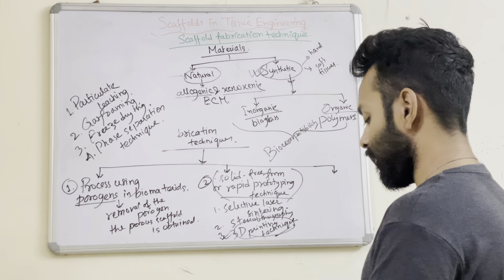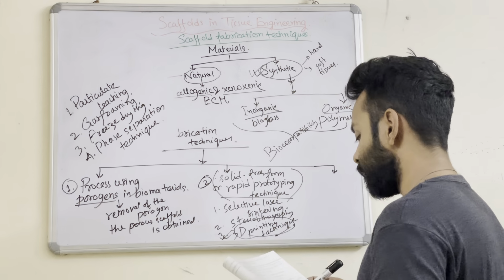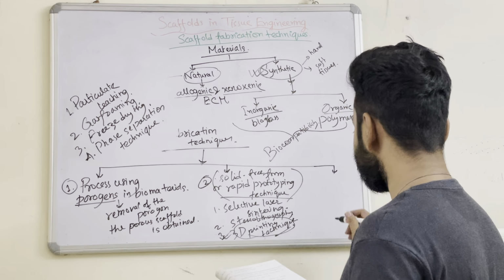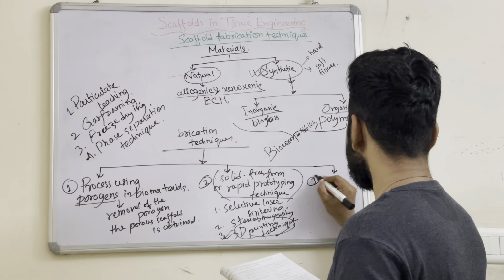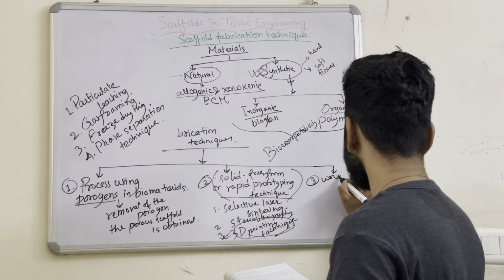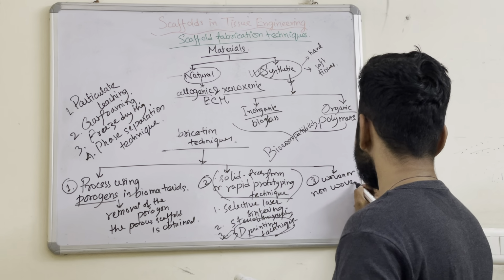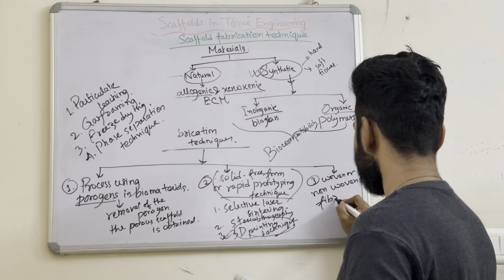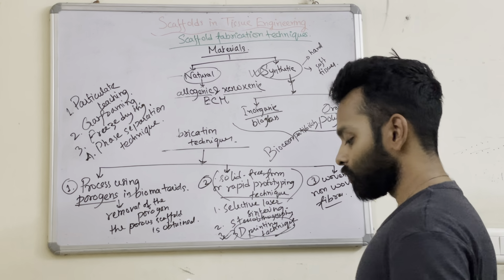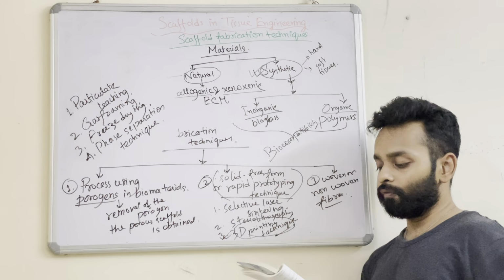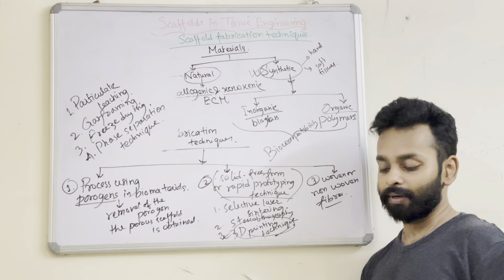So finally, the last fabrication technique, the third one, is which uses woven or non-woven fibers. So herein, woven or non-woven fibers are piled together and bonded using thermal energy or adhesives to give a porous meshwork using techniques such as fiber binding.